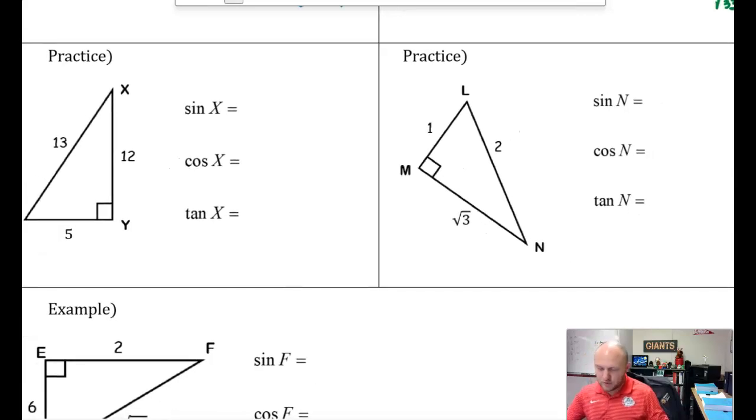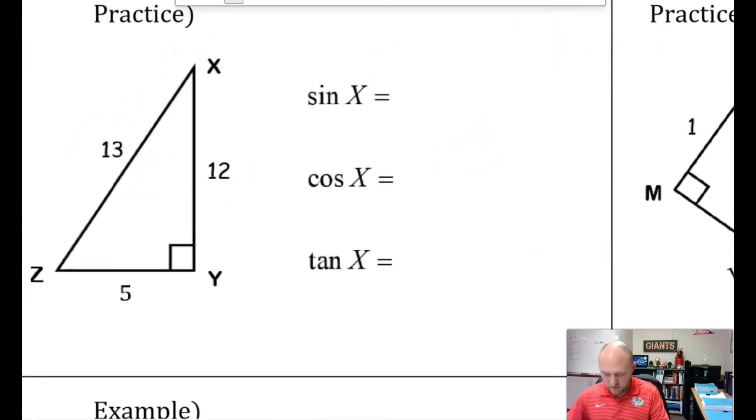Here are 2 practice problems. Please pause the video. I want you guys to fill in these trig ratios. Go for it.